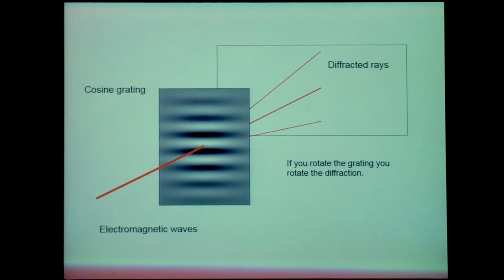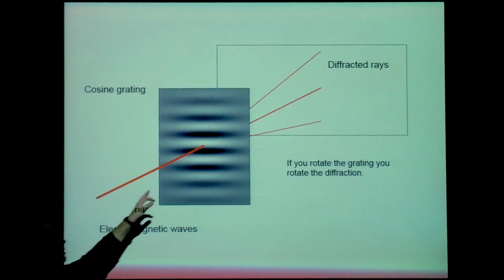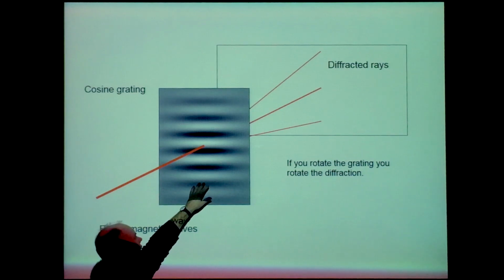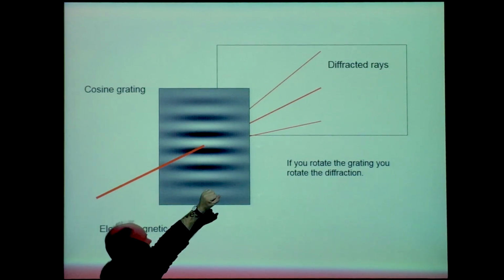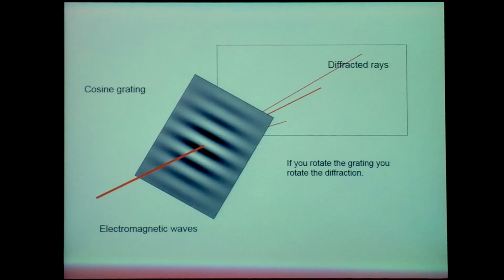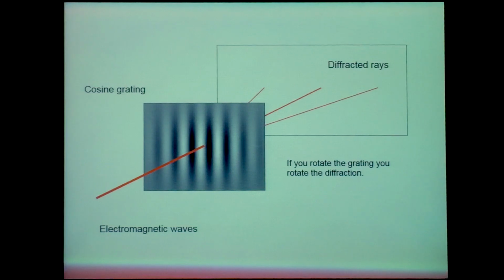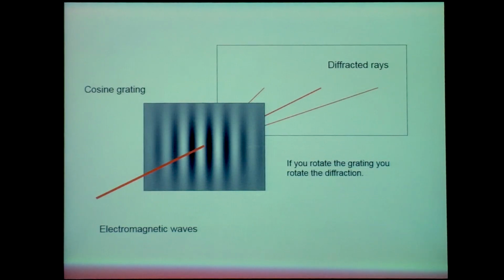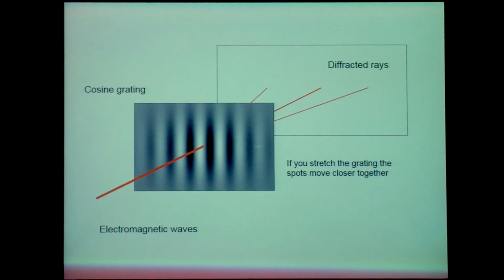It's exactly what I showed you before, where we had the points where you get constructive interference, because this cosine function is acting as a sort of grating where you're allowed to pass through one part and not pass through the other part. So if you rotate the grating, you rotate the diffraction. Now in this one here, I've changed the size of the grating. You see for the fine grating, the diffracted waves are quite far apart. And for the coarse grating, they're quite close together.